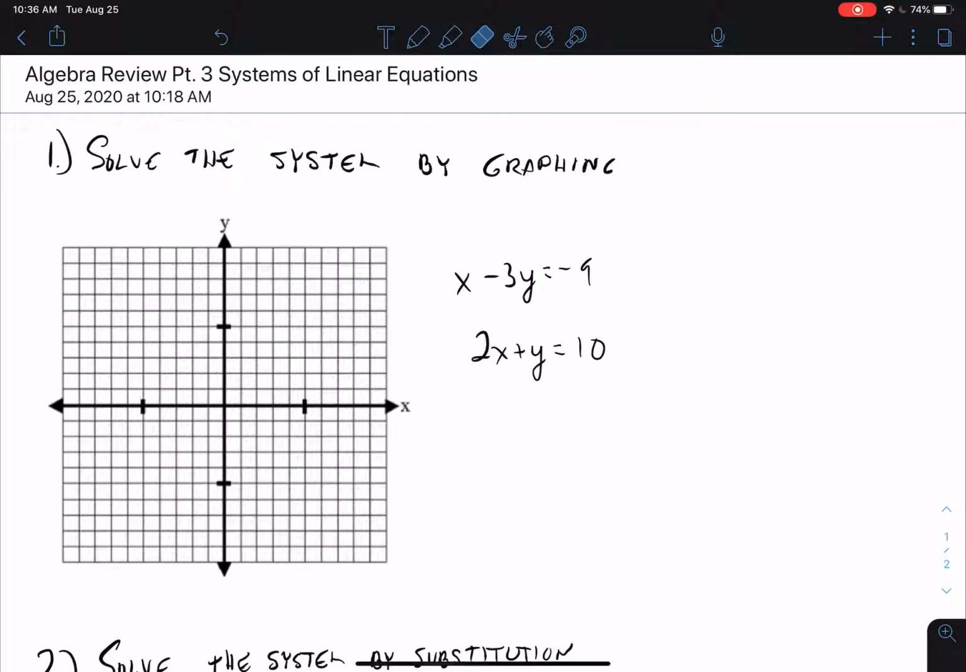Hello everybody, in this video we're going to review systems of linear equations. I'm going to do a video for this lesson just to walk through the step-by-step since it's a little more complicated than our other algebra reviews.